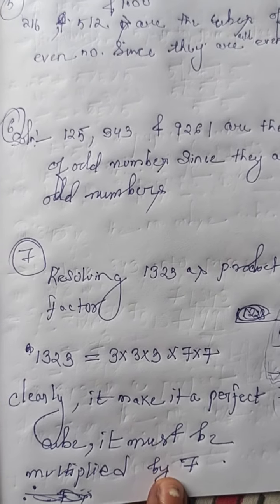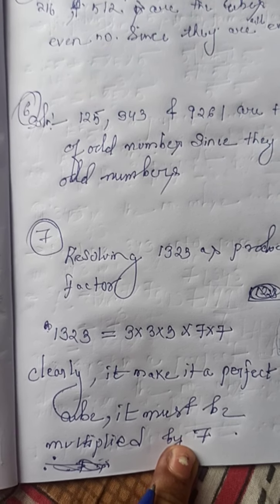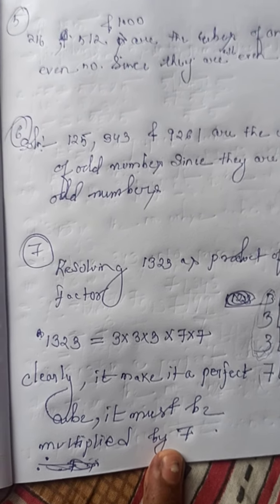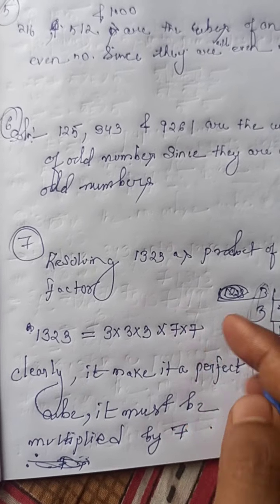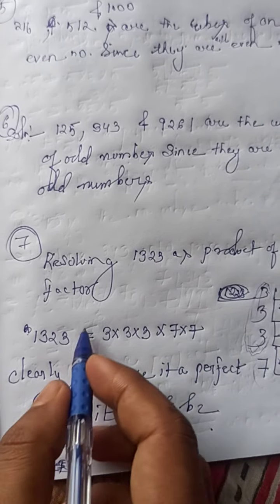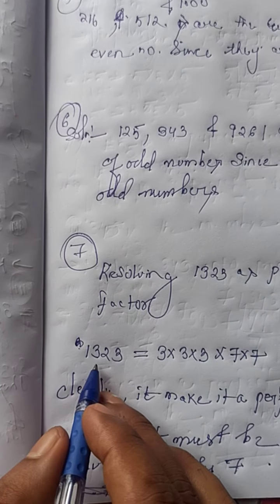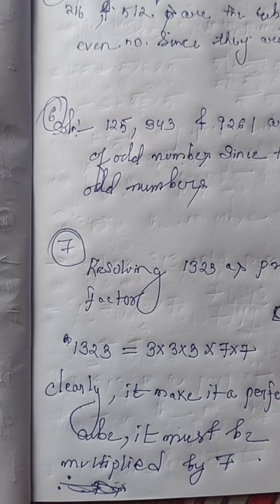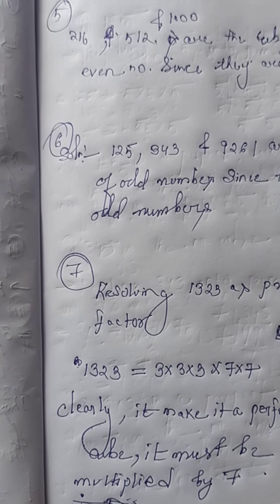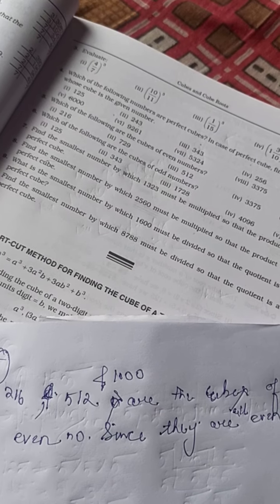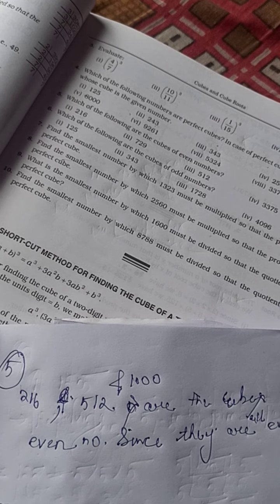So this is the number which, if you multiply with the given number, that is 1323, then it will become a perfect cube. If you multiply one more 7 with this and find the product, this number will change, and that new result will be the perfect cube, understood. I hope you have understood question number 7. In the same way you have to do question number 8. So question number 8 is your task, understood.